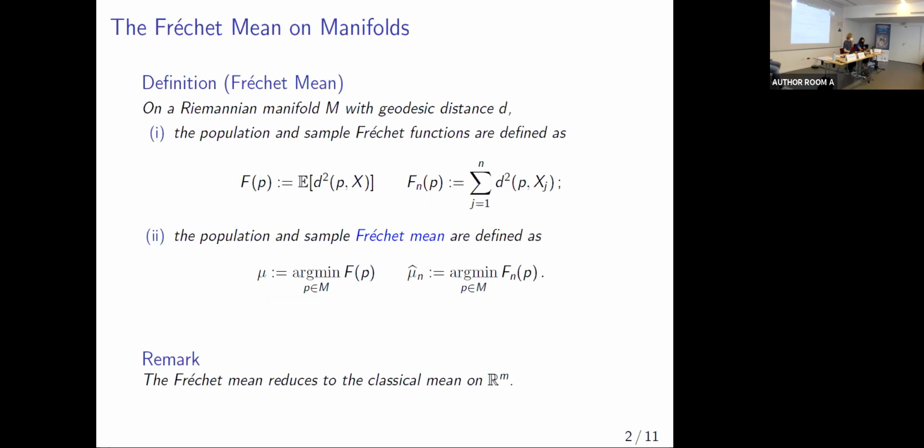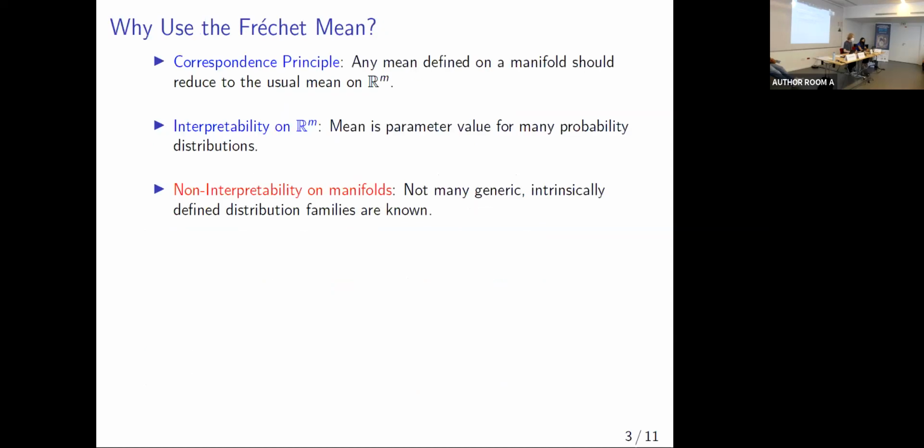So let's start. Again, the Fréchet mean on a Riemannian manifold with geodesic distance d. We define the population and sample Fréchet functions as the expected square distance and the sum of square distances, respectively, and the population and sample Fréchet means are then the minimizers of these functions. And of course, the Fréchet mean reduces to the classical mean on a real vector space, right? This is a good property.